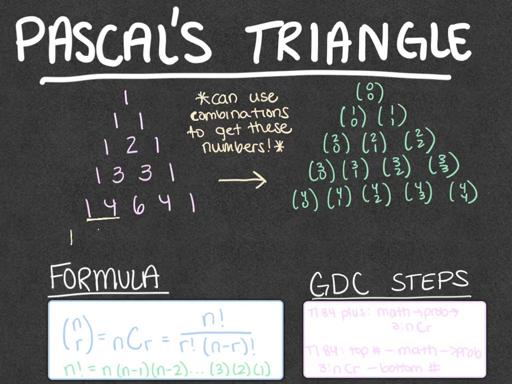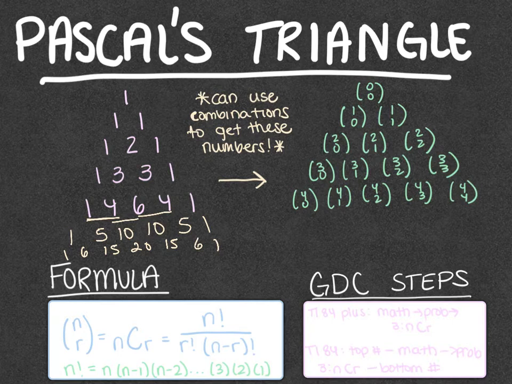So 1 plus 4 is 5, 4 plus 6 is 10, 10, 5, 1. And you can see this is pretty quick, so I could do the next row pretty easily, and so forth. These are going to be our coefficients when we're expanding our binomials. And again, we'll get into that a little bit more in just a second.